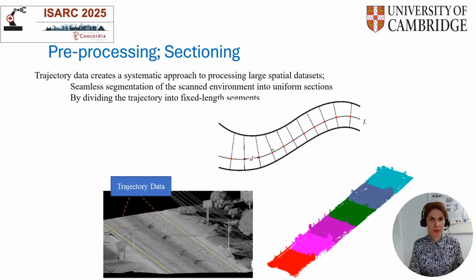The mobile laser scanning system leverages trajectory data to efficiently segment point cloud information by recording the vehicle's precise location throughout the scanning process. This trajectory data, which is inherently aligned with the point cloud coordinate system, allows for seamless segmentation of the scanned environment into uniform sections without requiring complex georeferencing. As you can see in the picture, by dividing the trajectory into fixed-length segments, the corresponding point cloud data is simultaneously partitioned into equivalent sections.